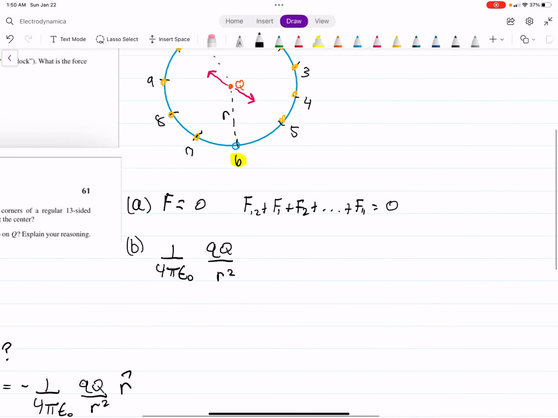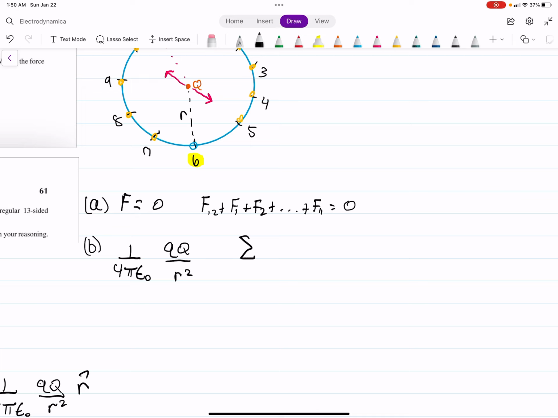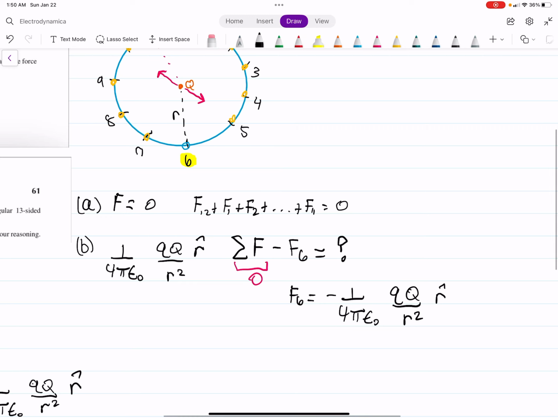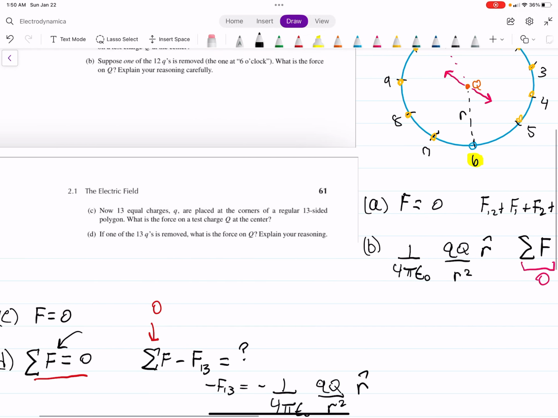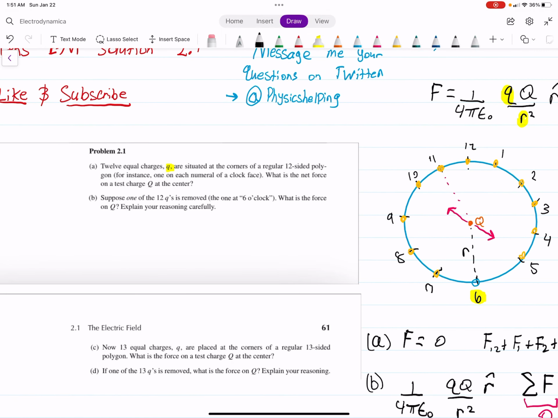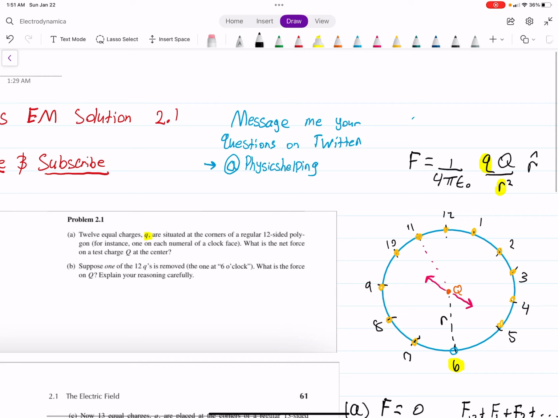So it's the same thing here. You have the sum of all the forces, and then you're subtracting off the force at 6 o'clock, but we already know the sum to be 0. So then F6 equals minus, 1 over 4 pi epsilon naught, source charge times test charge over the distance between them squared, r hat. So that's basically how you do this. This is a problem of superposition. Hopefully that made sense, and I will do some more videos soon. So thank you.